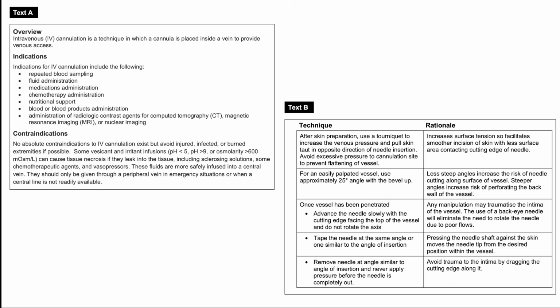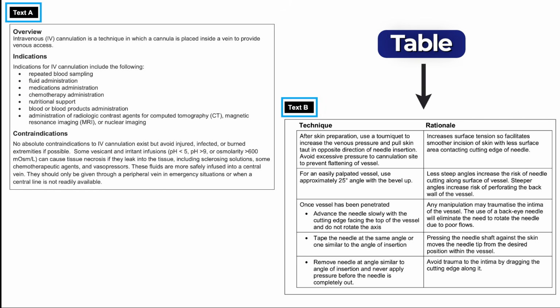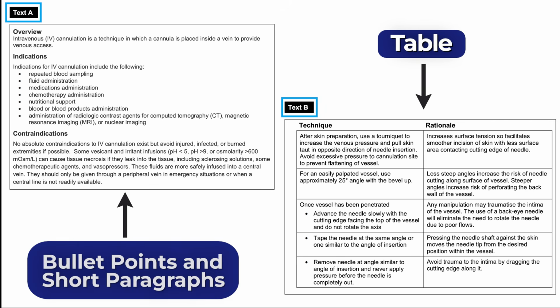Let's look at an example of a Part A section now. So here you can see 2 texts from a Part A reading test. We have text A and text B. You can see that these texts have different styles. So text B is a table and text A has bullet points and short paragraphs with headings.